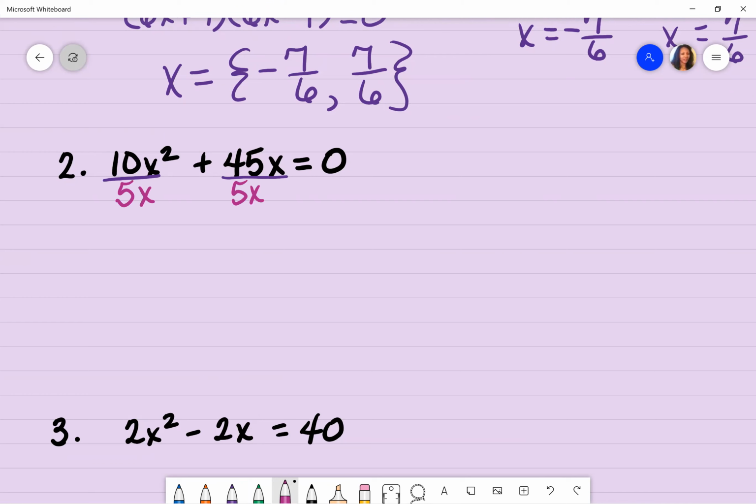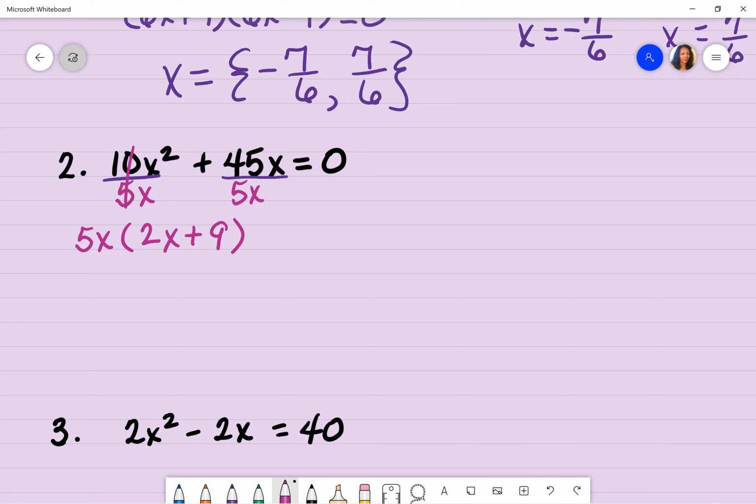Both numbers are divisible by 5, and I can take at least one x out. So by factoring, I am going to take 5x and then use my parentheses. What's left over? 10 divided by 5 is 2. If I started with 2 x's and I take 1 out, I'm left with 1. 45 divided by 5 is 9. If I start with 1x and I take 1 out, I am left with none.